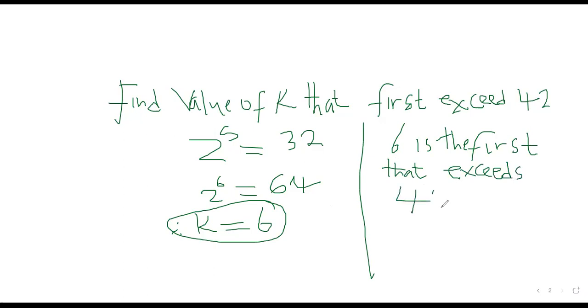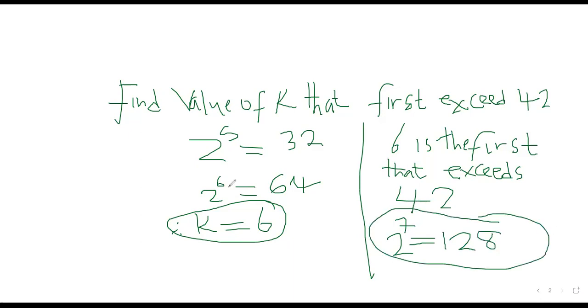Of course, there are other numbers. Even 2 to the power 7, which is 128, also exceeds 42, but it's the second number that exceeds 42. So the first one is k. Therefore k is equal to 6. That is the first number that is exceeding 42.